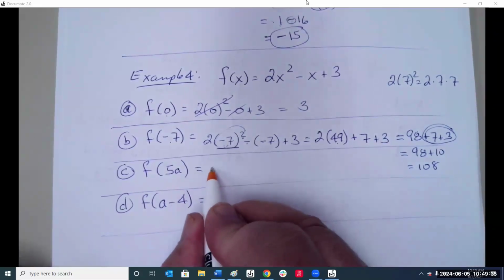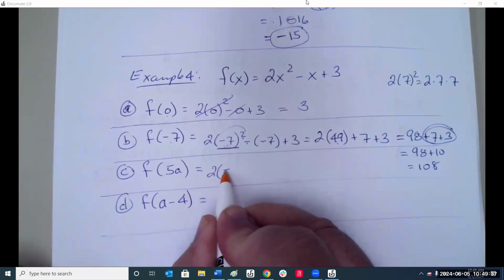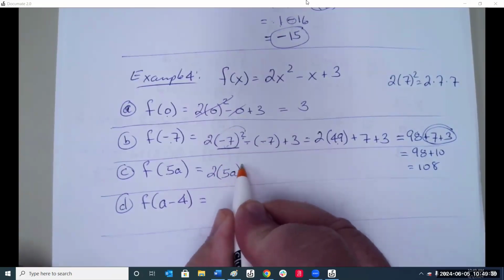The next one, we have 2. In place of x, we put 5a.